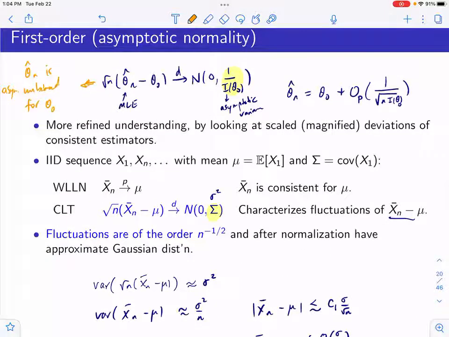So have people seen CLT before? Okay, how about this statement about the MLE? Okay, a couple of people have seen it. Yeah, so we're gonna do that shortly. Any questions? Online people, questions? You still can hear me, right? The online people? Okay.